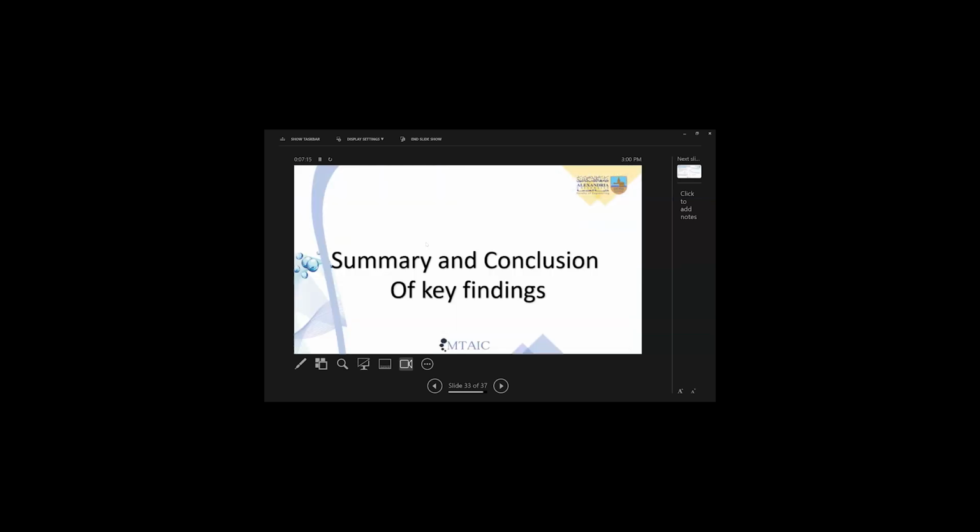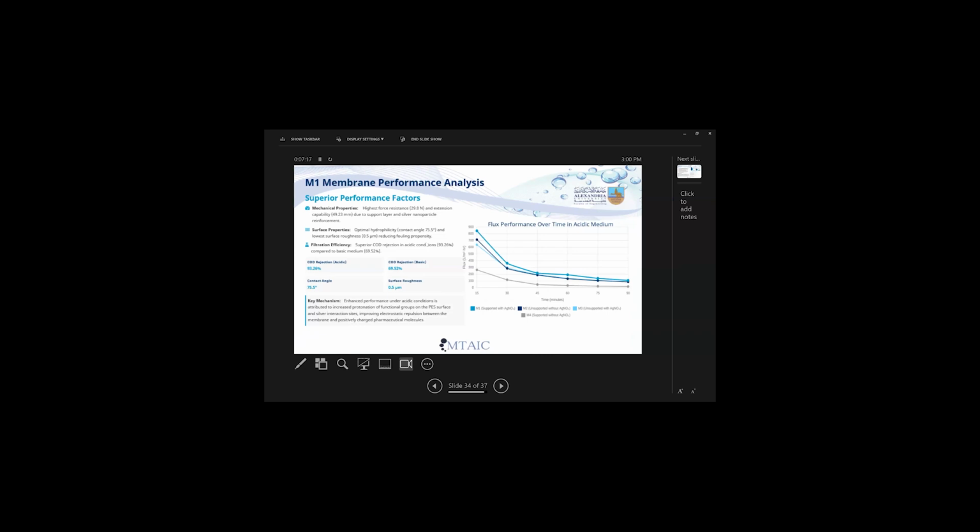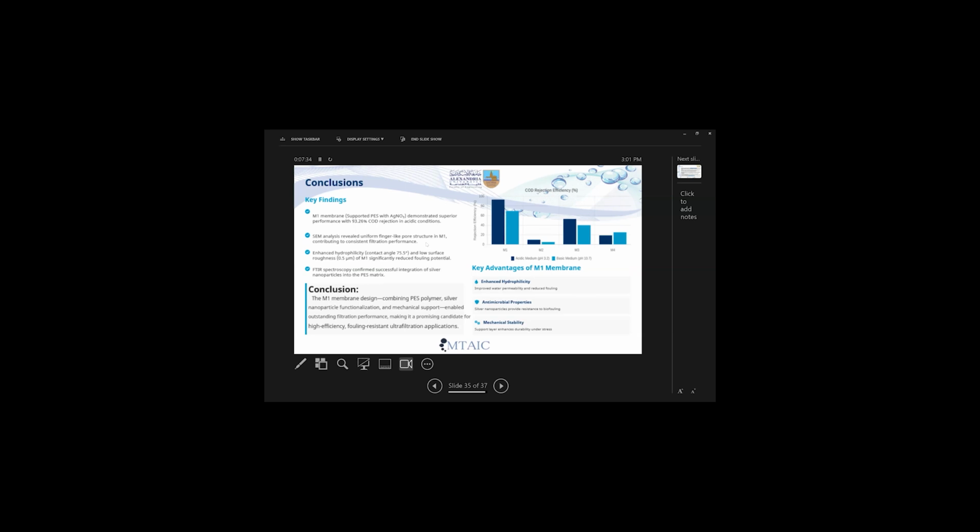Finally, the summary and conclusion of the key findings. We find that M1 was superior with 93.26% COD rejection and a contact angle of 75.5. And for the basic, 69.52, and the surface roughness was 0.5 micron. So as a final result, M1 was the best, which was supported by and contained silver nanoparticles technology.